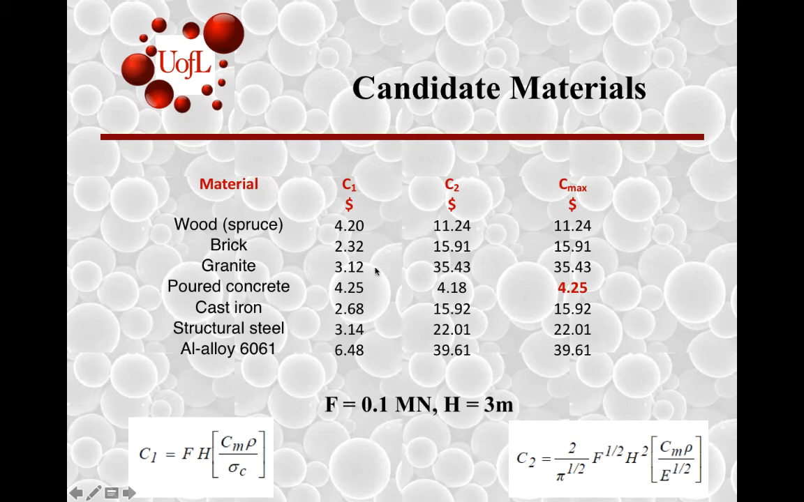If you had only one constraint to consider, you would select the smallest value. If only the first constraint to consider, the cheapest material would be brick in this case. If you only had to look at the buckling constraint as opposed to the compressive load constraint, the cheapest system would be the poured concrete.